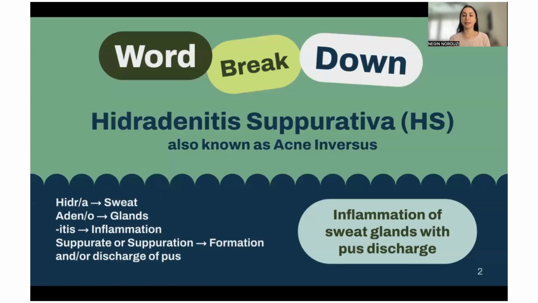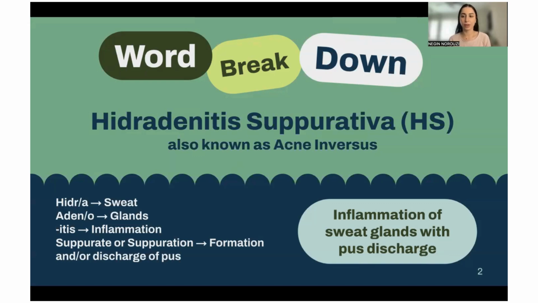Hidradenitis suppurativa, as we've learned in this class: the prefix hidra means sweat, aden means glands, and the suffix itis means inflammation. The second word, suppurativa, comes from suppurate or suppuration, which is the formation and discharge of pus. Therefore, hidradenitis suppurativa means inflammation of sweat glands with pus discharge. This is also called acne inversus.